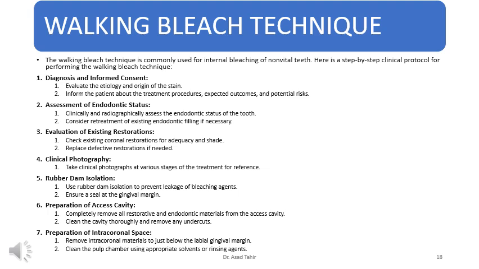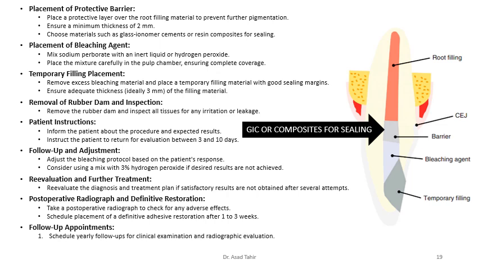Preparation of intercoronal space. Remove intercoronal materials to just below the labial gingival margin. Clean the chamber using appropriate solvents or rinsing agents. Placement of protective barrier. Place a protective layer over the root filling material to prevent further pigmentation. Ensure a minimum thickness of 2 mm. Choose materials such as glass ionomer cements or resin composites for sealing.